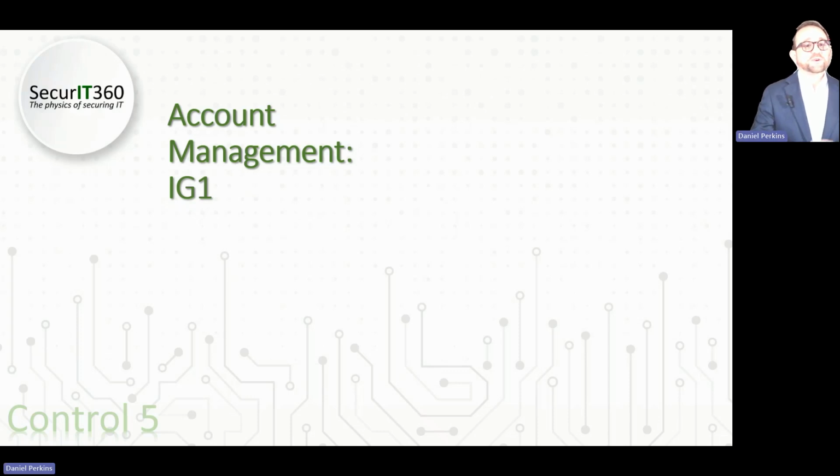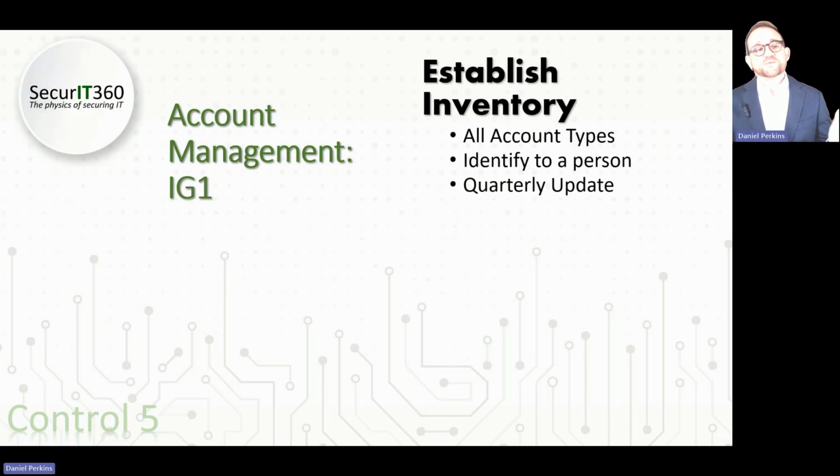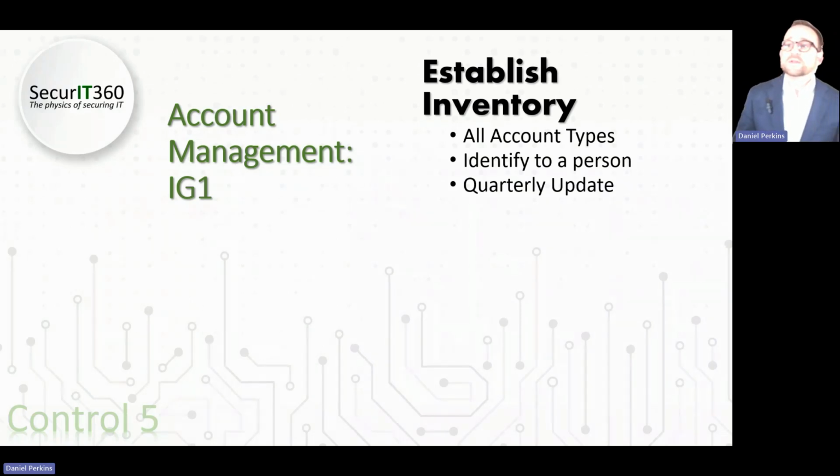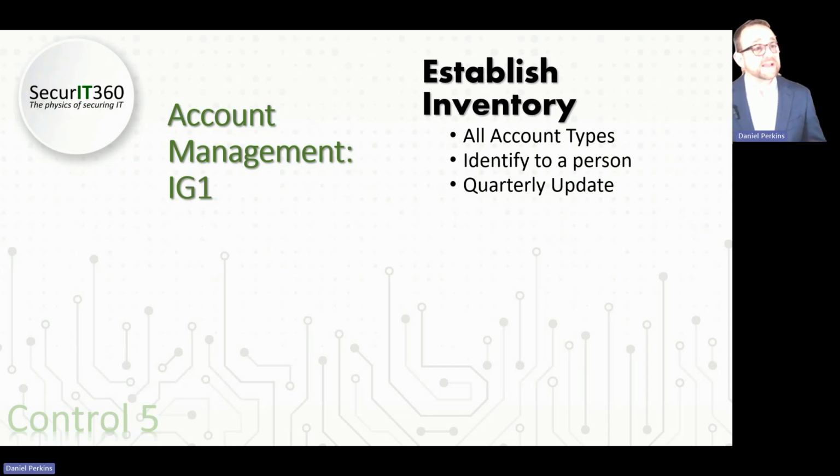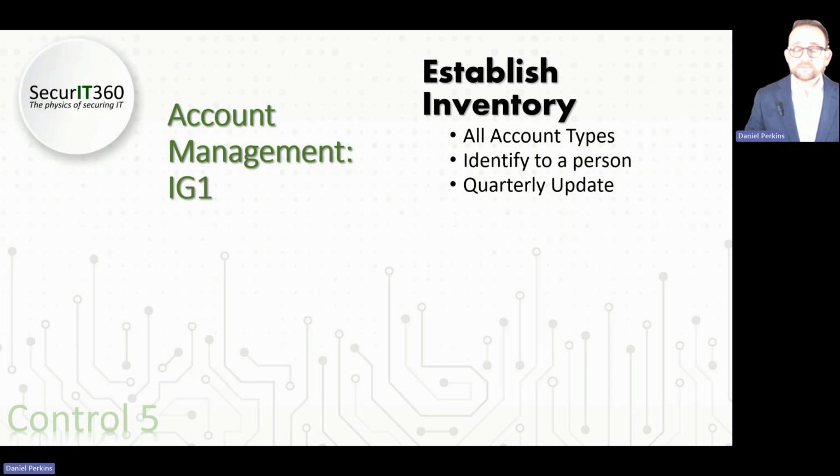Now, this is going to feel a little familiar, maybe a little redundant from the first ones we looked at, but what do we need to do first? Establish an inventory, right? This needs to cover all of those account types that we just talked about. Every account that we're going to create in our environment, we need to understand what it's doing. We also need to identify that account to a person, right? The goal here is to attribute every action, every login back to a person. We want to avoid any shared accounts. We also need to be updating this inventory on a quarterly basis, at least. Maybe more often, maybe less, but at least quarterly, we need to be doing an update to our inventory.